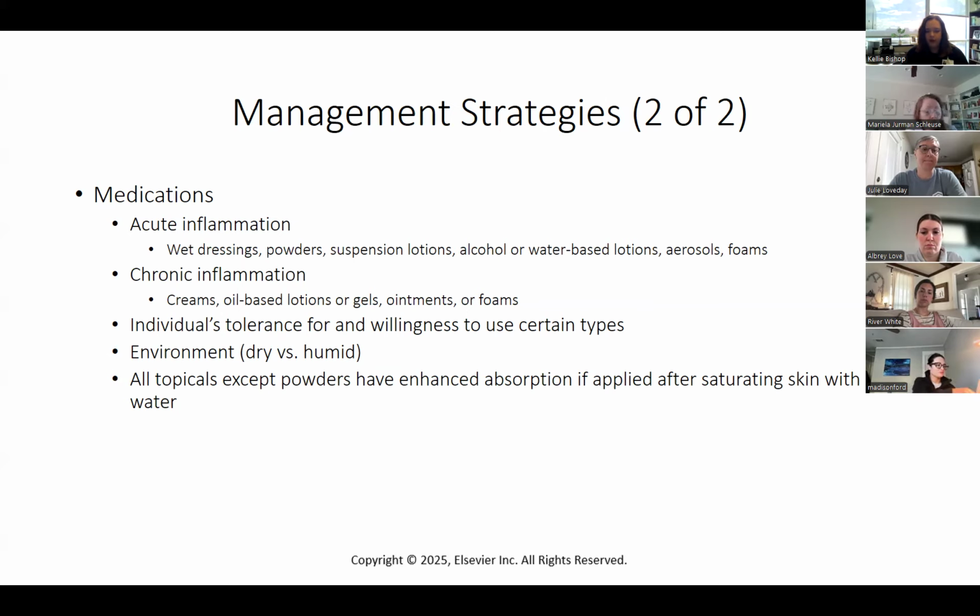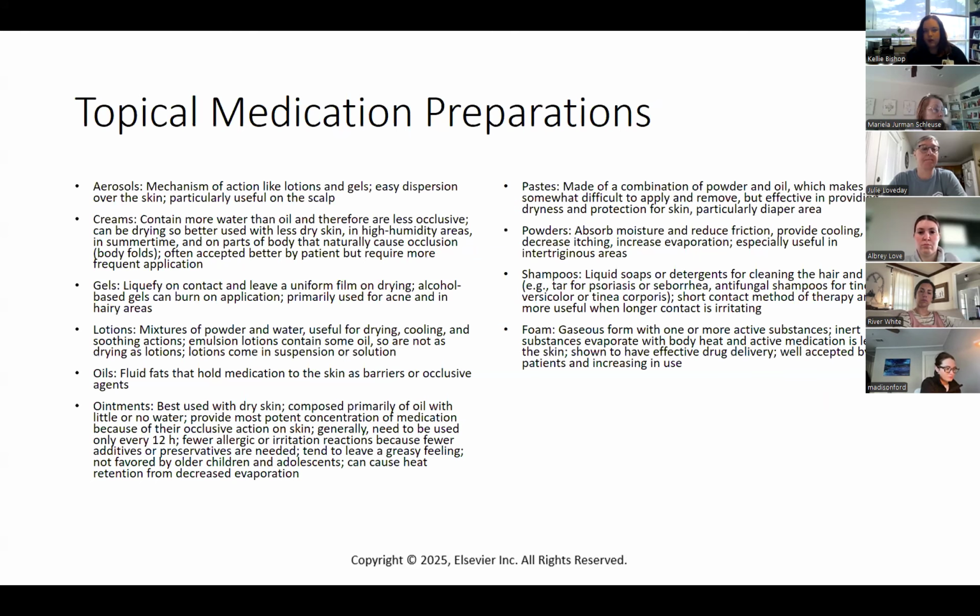All topicals except powders have enhanced absorption if they're applied after saturating the skin with water. This goes into all of the topical medication preparations. Again, this came out of a table in the book, but I won't read all this to you. These are all the different preparations that are out there for different things. We usually use creams, ointments, sometimes powders, lotions, and sometimes gels. Gels can be drying though, so with the exception of acne, there's not a lot of things that we use gels for.